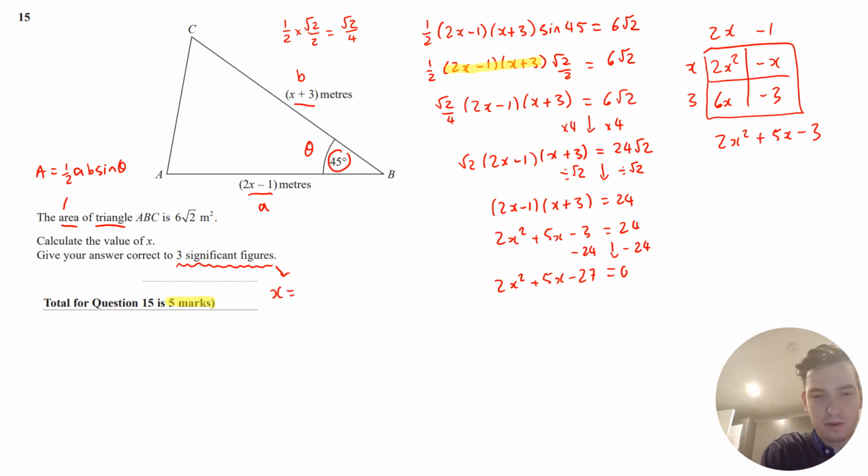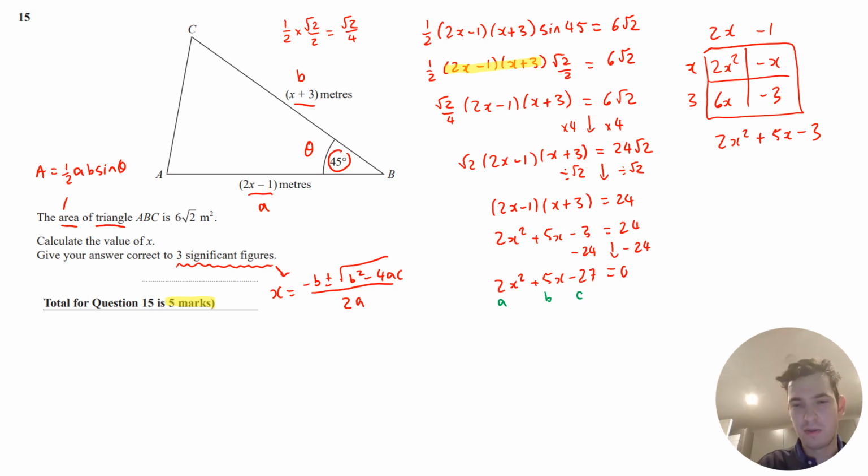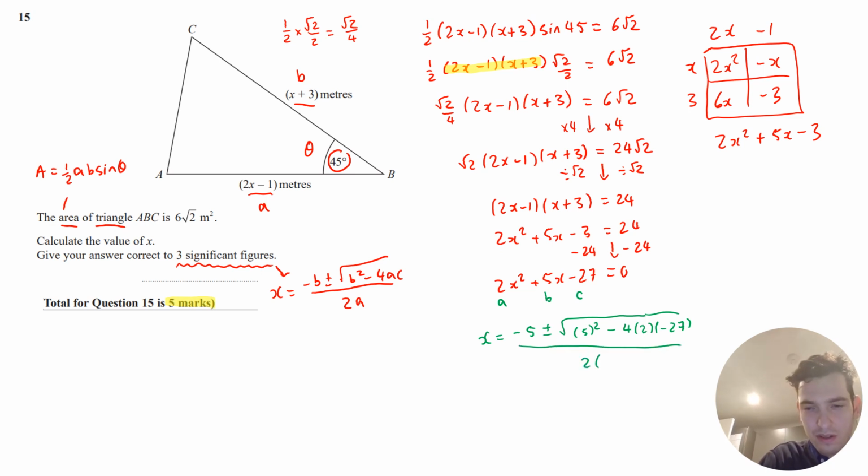So it's x equals minus b plus or minus the square root of b squared minus 4ac all over 2a. So let's write down what my a, b, and c are. A is 2, b is 5, and c is minus 27. So let's put that into the quadratic formula. I've got x equals minus b, so minus 5, plus or minus the square root of b squared minus 4 times by 2 times by minus 27, and that's all over 2 times by 2.